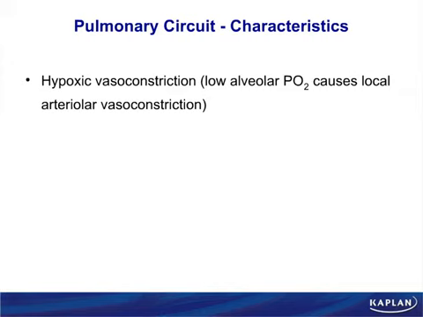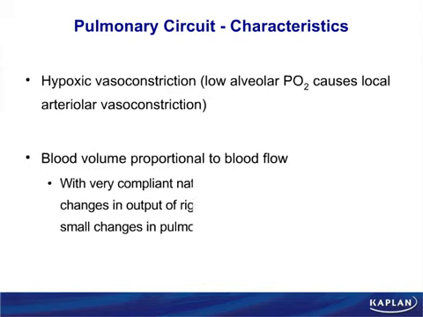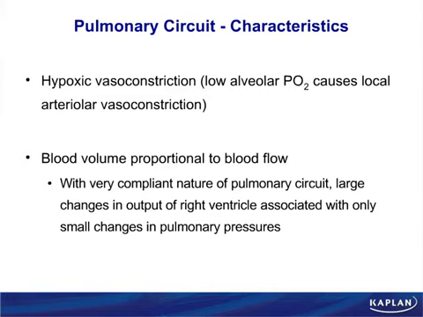Now, the blood volume that's in the pulmonary circulation, think veins, is proportional to the blood flow. We have a very compliant pulmonary circulation, and so large changes in the output of the right ventricle usually only cause small changes in pulmonary pressure because it acts like veins. Veins can distend and veins can recoil back. Let's look at a couple of examples related to that.